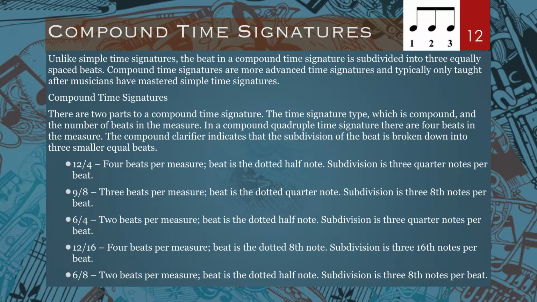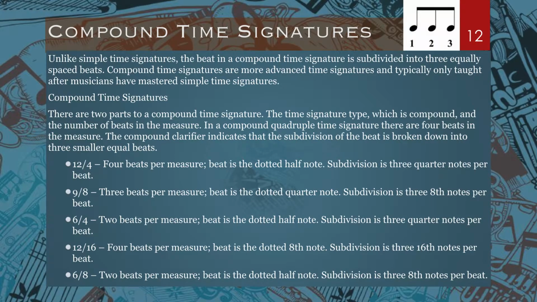In a compound quadruple time signature, as I said, there are 4 beats in the measure, and the compound clarifier indicates that the subdivision of the beat is broken down into 3 smaller equal beats. So look at 12/4. In the 12/4 time signature, we can divide 12 by 3, so that gives us 4 beats per measure. The beat is a dotted half note, so you can subdivide that dotted half note into 3 quarter notes. So you essentially have 3 quarter notes per beat. That's what makes it compound.